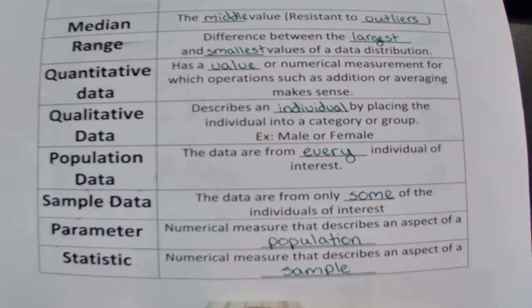Next, we got the population data. This is the data from every individual of interest, so everything. Sample data is the data from only some of the individuals of interest, so it's not everybody when you're using sample data. Parameter, numerical measure that describes an aspect of a population. A statistic is a numerical measure that describes an aspect of a sample.